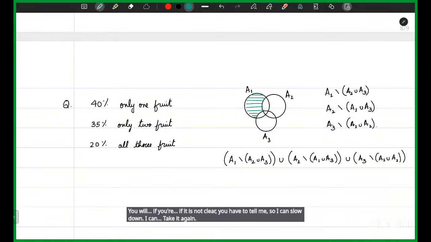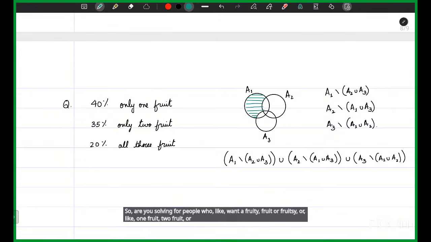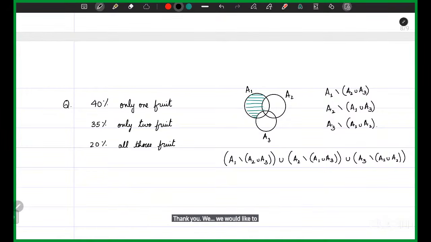So are we solving for people who like one fruit A, fruit B, or fruit C, or like one fruit, two fruit, or three fruit? We would like to know the percentage of people who don't like any fruit. Okay.